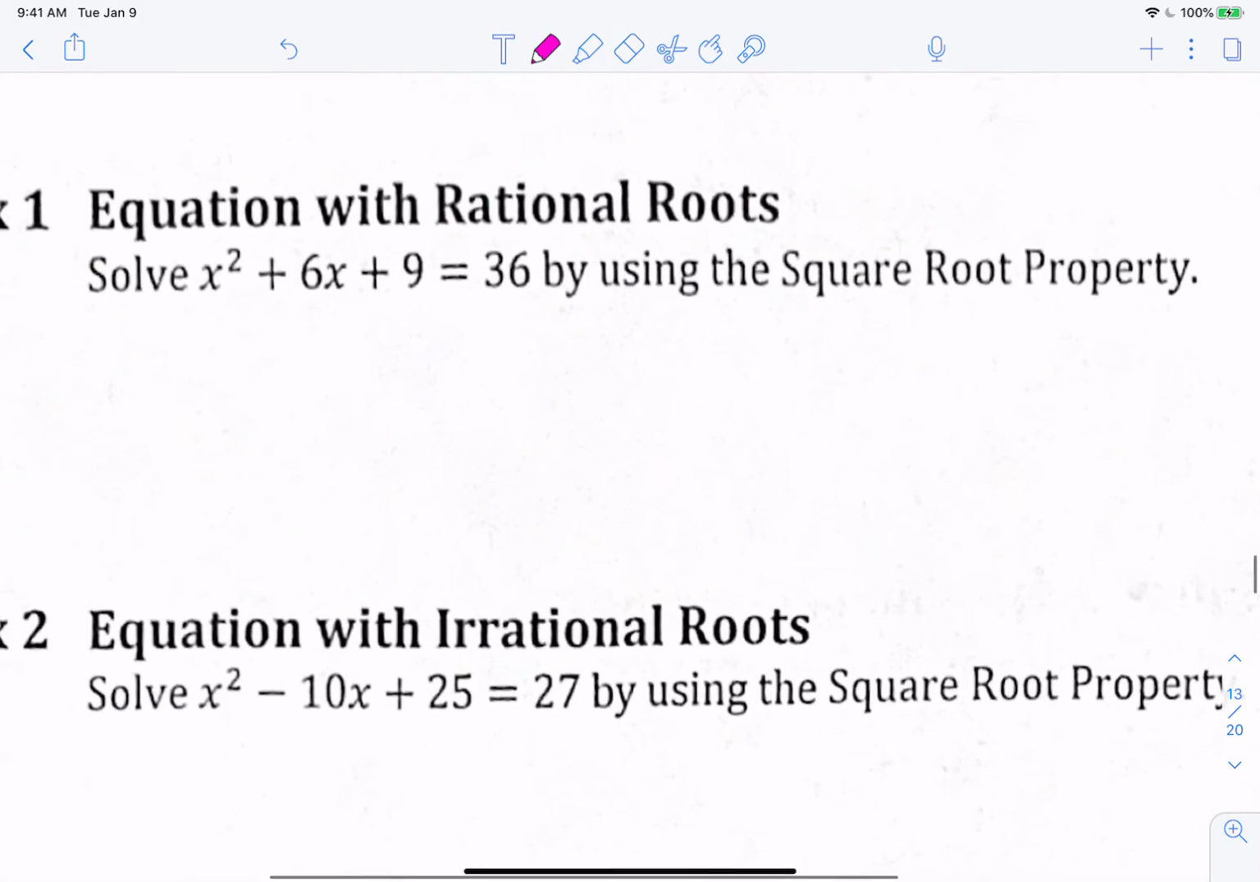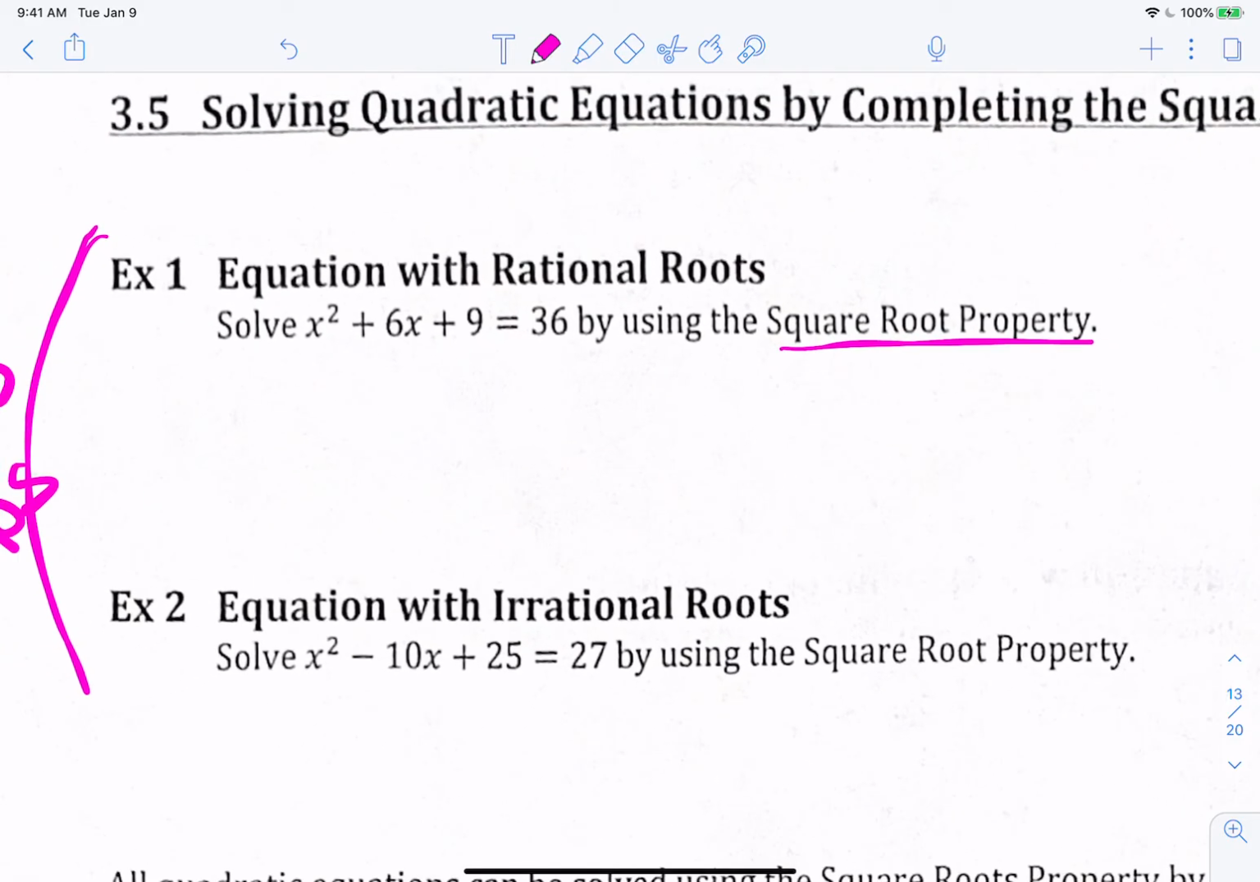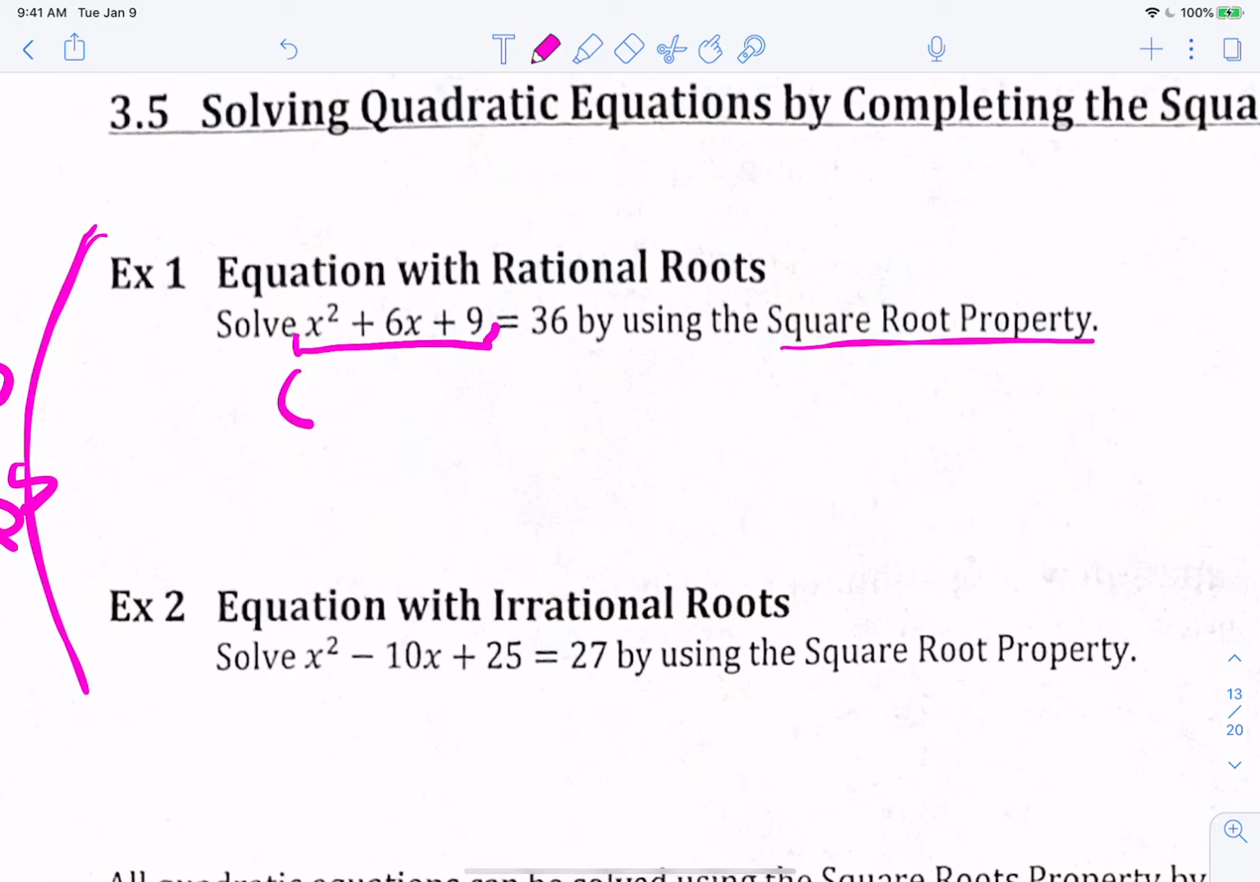So they want us to solve this using the square root property. That's what completing the square involves. What we're doing here is looking at this left side. We just want to break it down. It is a perfect square trinomial. If we break it down into two pieces like we would a simple trinomial, you ask yourself, what do you multiply together to give you 9, but when you add them give you 6? Multiply to get 9, add to get 6. What will that be?